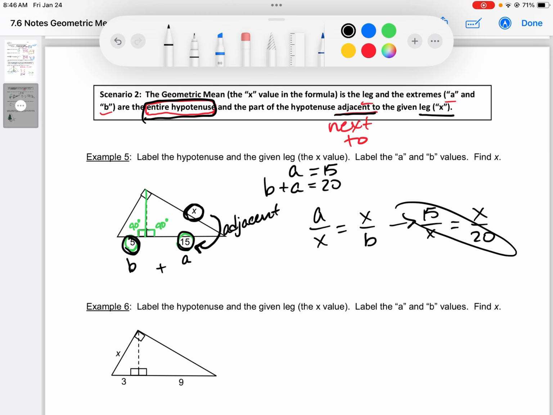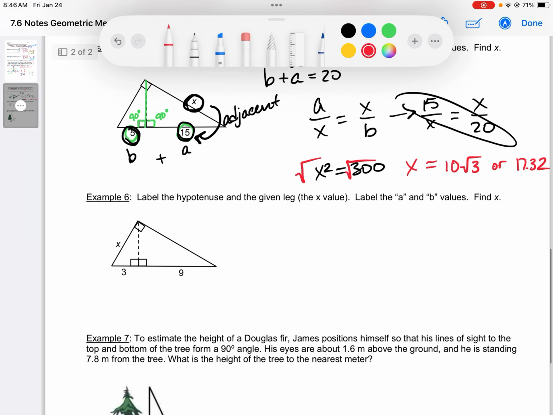And so 15 times 20 is 300. X times X is X squared. We're going to find the square root of both of those. So X equals the square root of 300, which simplifies into 10 square root of 3, or 17.32. Sorry about that misunderstanding.